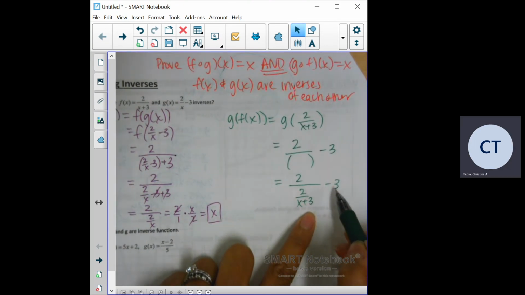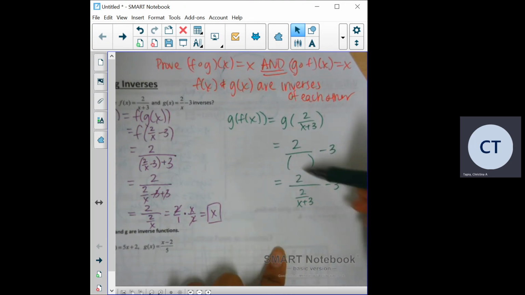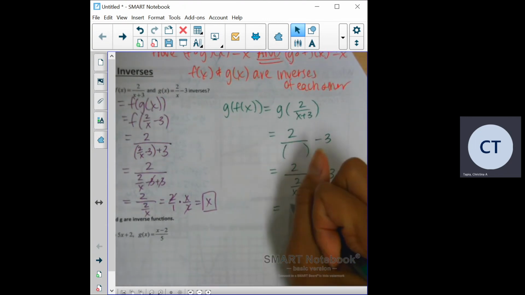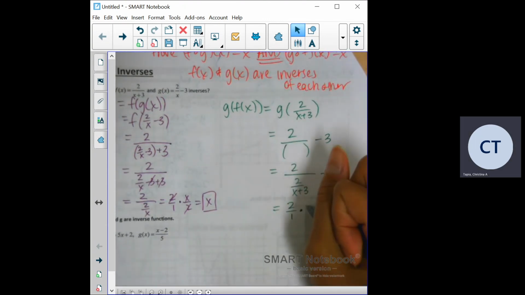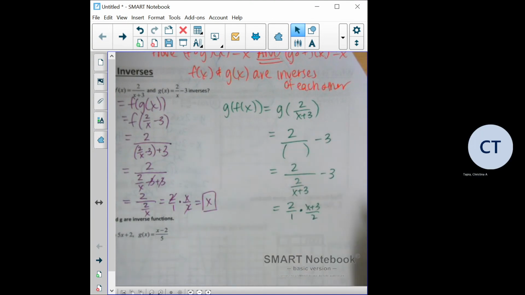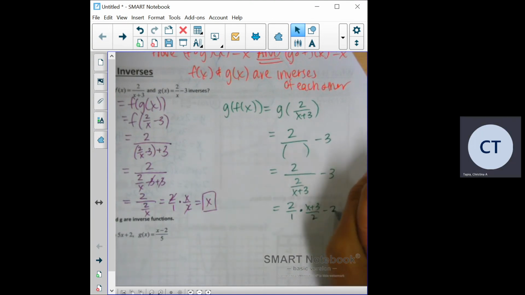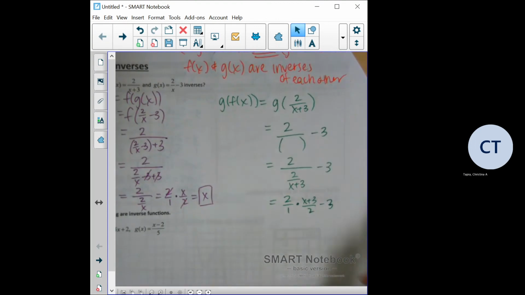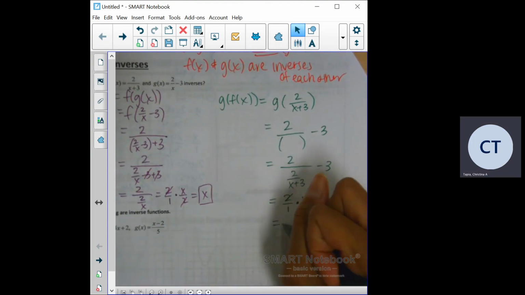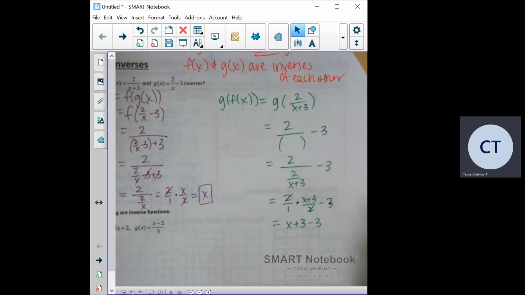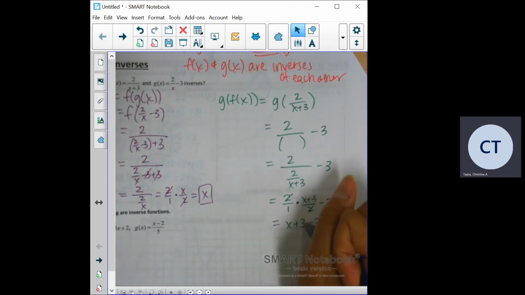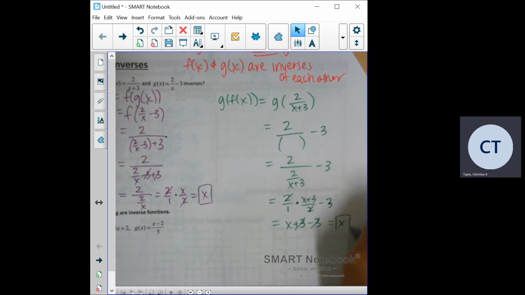No, I definitely can't. Thank you for saying no. You cannot cancel these. You have to deal with this ugly division first before you can subtract 3. So you should keep, change, flip this, minus 3. The 2's are going to cancel, which will leave you with x plus 3 minus 3. And x plus 3 minus 3 simplifies to x.